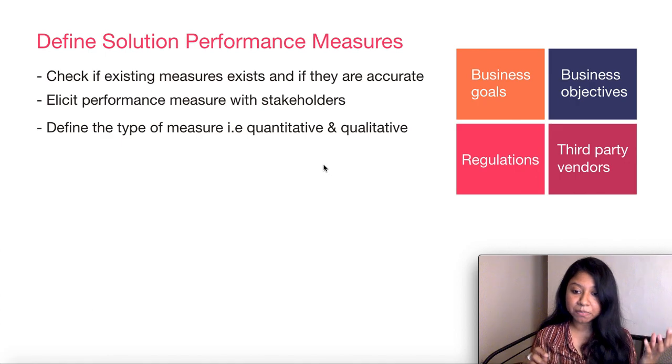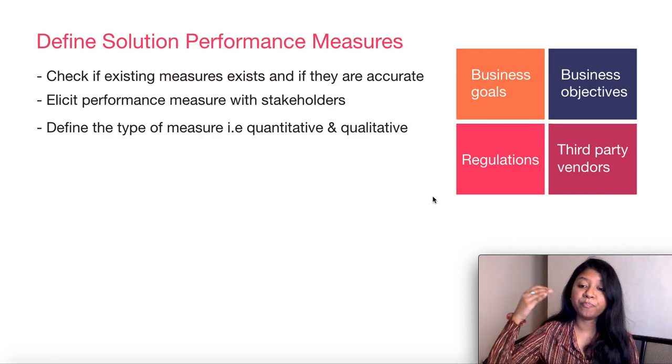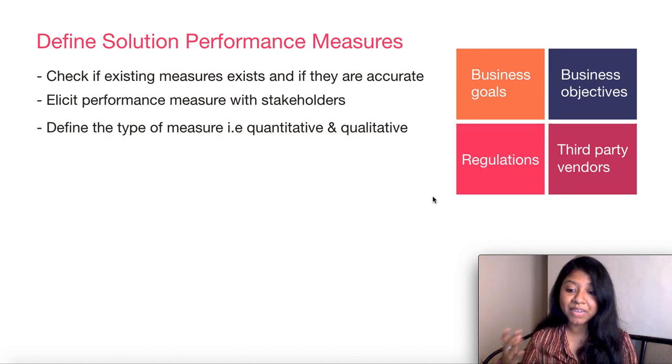Some of the common sources you can look up to define and identify these performance measures, as I said, could be your business goal, the business objectives, different third party vendors, regulations. For example, let's say your business goal is to increase the customer adoption rate. If that's an intermediate objective, then you should be tracking how many customers are getting onboarded into your solution, how many purchases are happening, things like that. So you get a direction in what type of measures you want to define and collect.